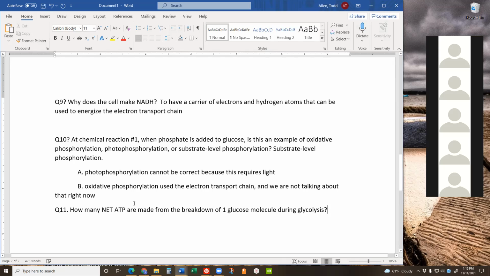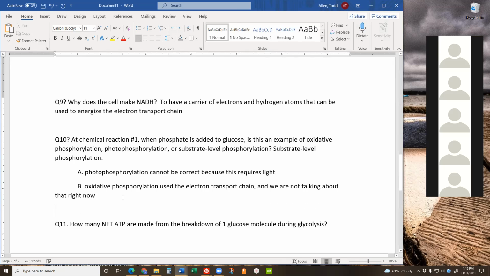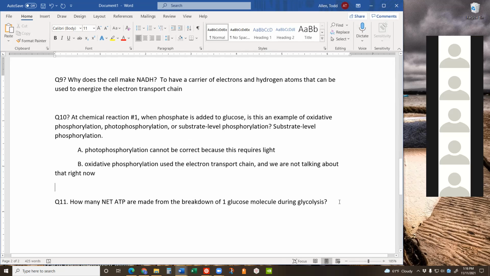Here we go. How many net ATP are made from the breakdown of one glucose molecule during glycolysis, Samantha? It's either 2 or 4. Okay, you've got to give me a final answer. This is a game show. I'm going to go with 4. Okay, thank you. No, it's not 4, it's 2.